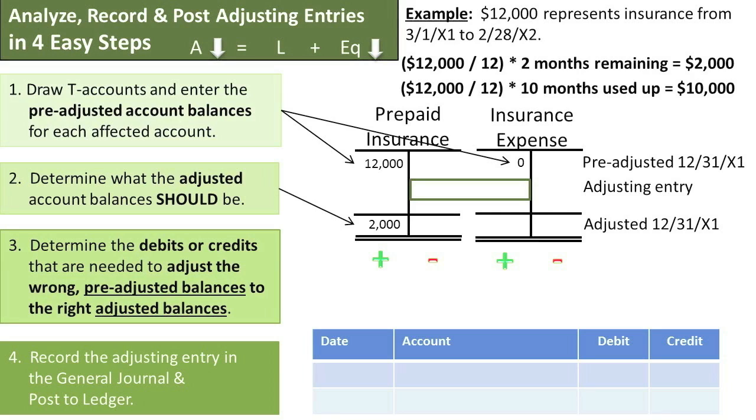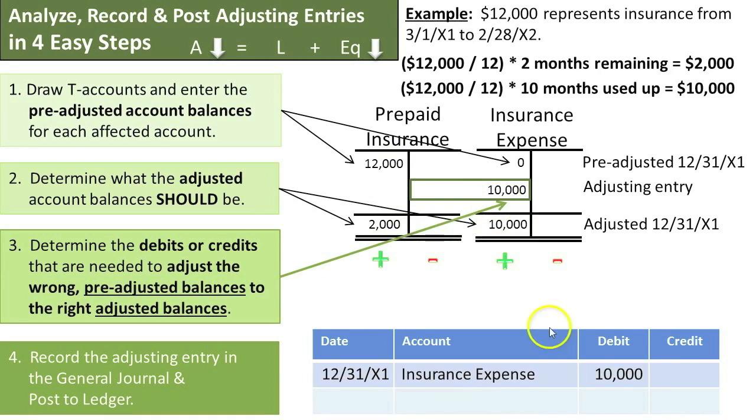And insurance expense for the year should be 10 months of insurance. So $12,000 divided by 12 gives you $1,000 per month, times 10 months used up, $10,000. That should be the insurance expense for the period. How do we go from the wrong pre-adjusted numbers to the right adjusted numbers? We would have to debit insurance expense $10,000, thus increasing it, and credit prepaid insurance, thus decreasing it.